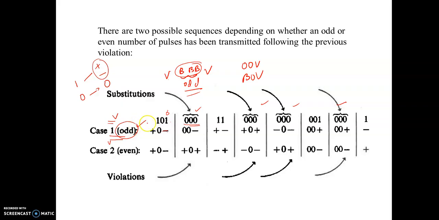So if it is odd, your condition is this should be always odd. Okay, so if it is odd, I have to replace it with 0, 0, V. So what happens? The number of B's will be always odd. Then I have 1, 0, 1, 0 and a violation, so that the total number of B's in between two violations will be always odd.